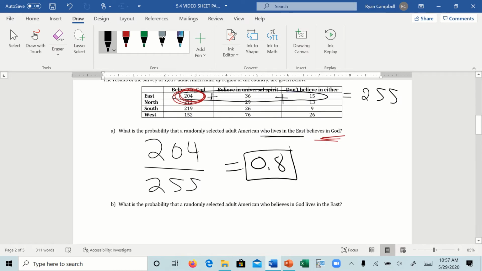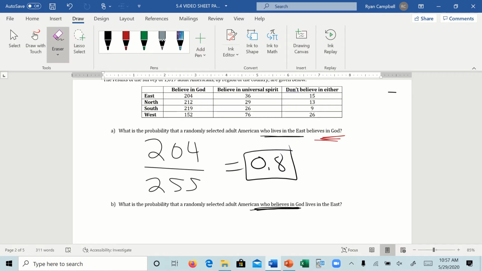All right. What's the probability that a randomly selected adult who believes in God lives in the east? Very similar to the previous question, but with the previous question, we were looking at all the adults who live in the east. Now we're looking at all the adults who believe in God. So our population in this case, the total number of people that we're looking at, are not the people in the east, but all the people who believe in God. So it's all of these numbers.